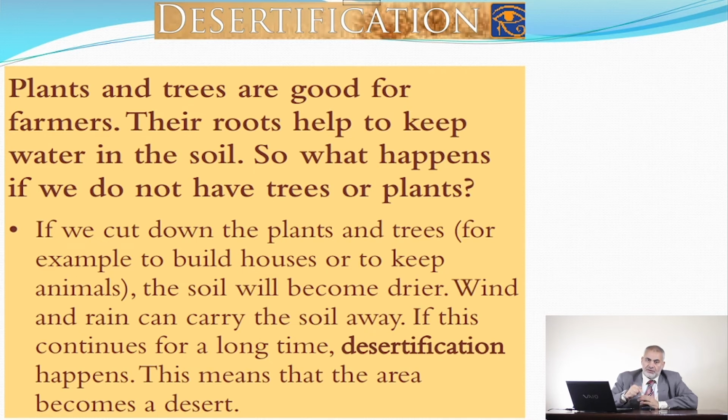When soil becomes drier, what happens? Wind and rain can carry the soil away. If this continues for a long time, desertification happens. This means that the area becomes a desert. Desertification means some areas or an area can completely become a desert.